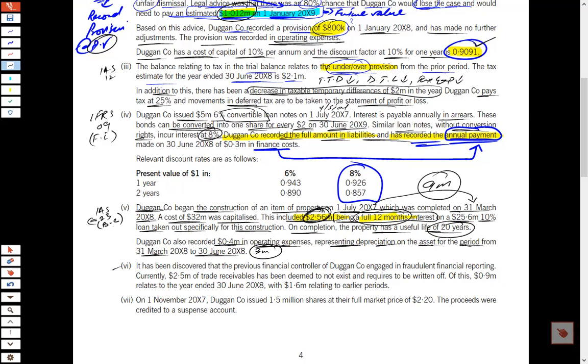Number 6. It has been discovered that the previous financial controller of D company engaged in fraudulent financial reporting. Currently, 2.5 million of trade receivable has been deemed not to exist. By the way, if the receivables do not exist, simply record this 2.5 million as a bad debt. But keep in mind, from this 2.5 million, 0.9 million relates to the year ended 30th June 2008. That's the current year end date, and 1.6 million relates to the earlier period, the prior period.